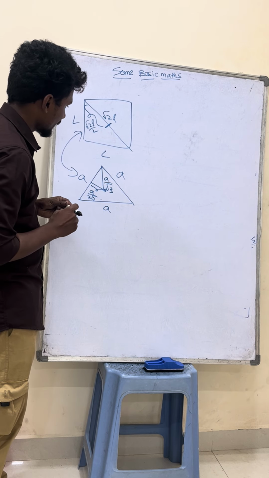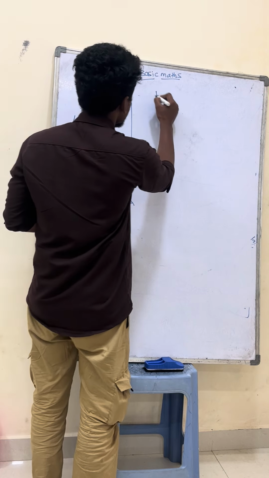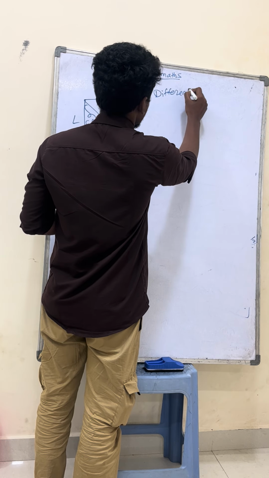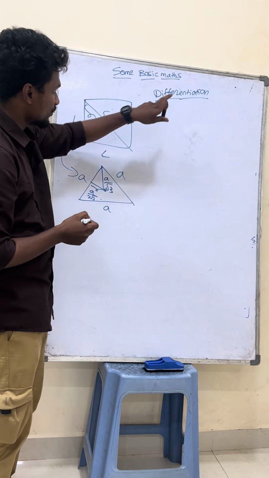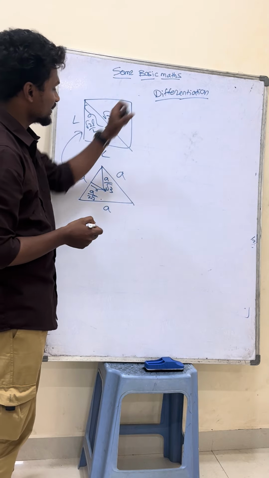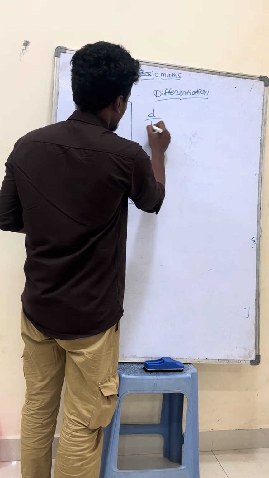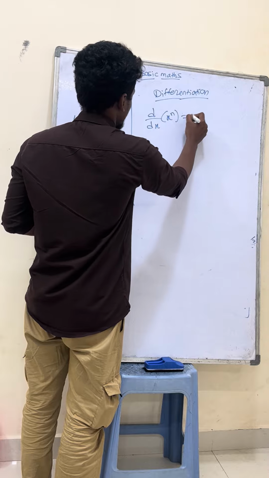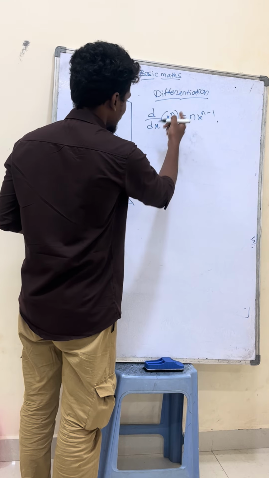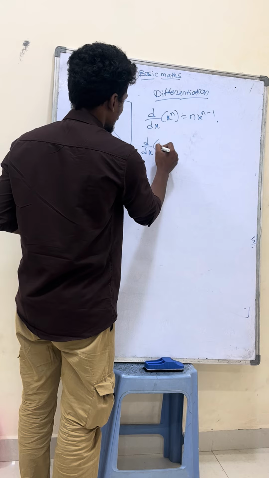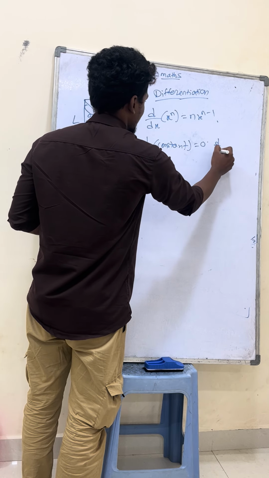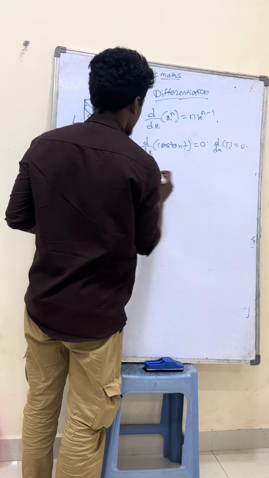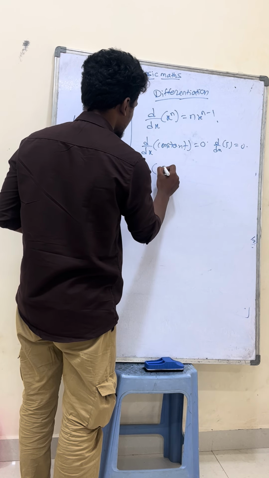And remaining is we got differentiation, quite an important thing which most of the people struggle with. One is d by dx of x power n is equals to n into x power n minus 1. Quite important. For example, d by dx of some constant is equals to 0. Let's say d by dx of 5 is equals to 0, and d by dx of x square.